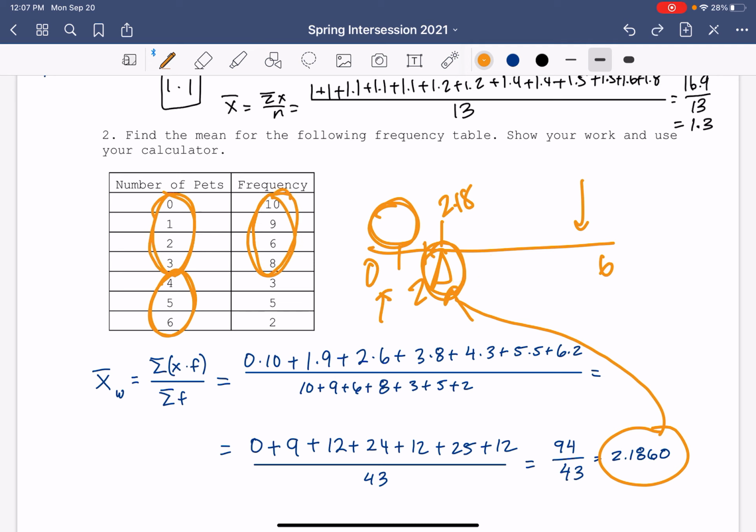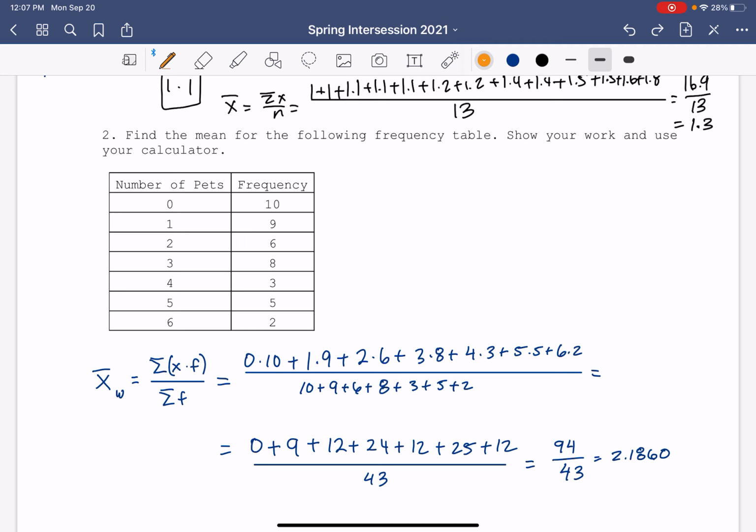Okay, and if you didn't get that, hopefully as we do these more, you'll get a sense that the mean is influenced by big numbers. And so that balance point has to be moved over with it.